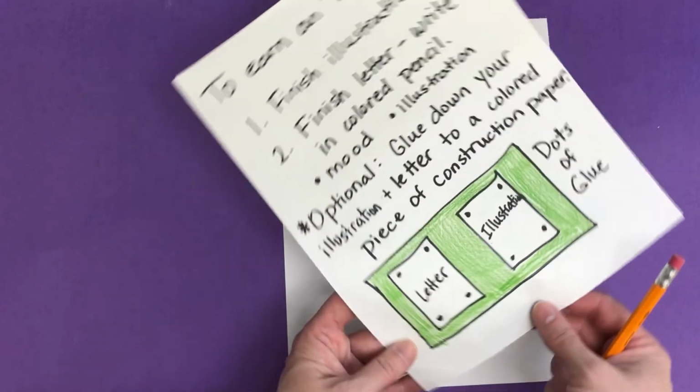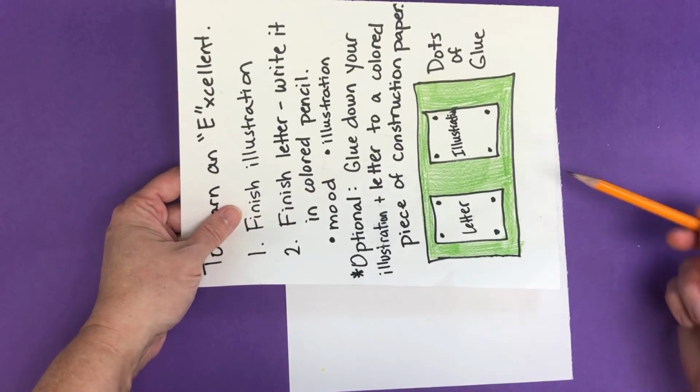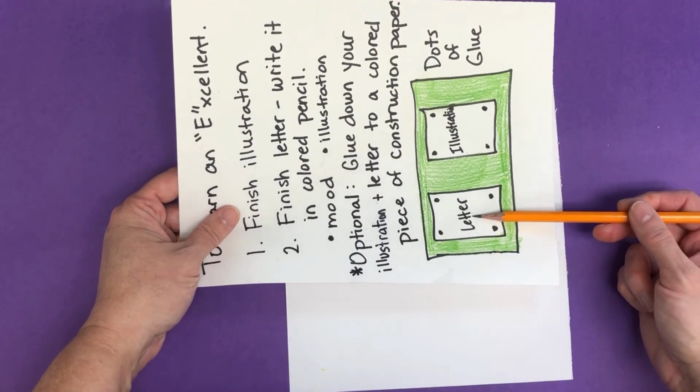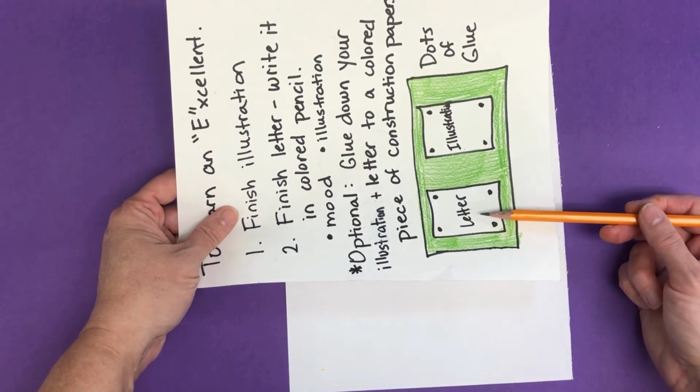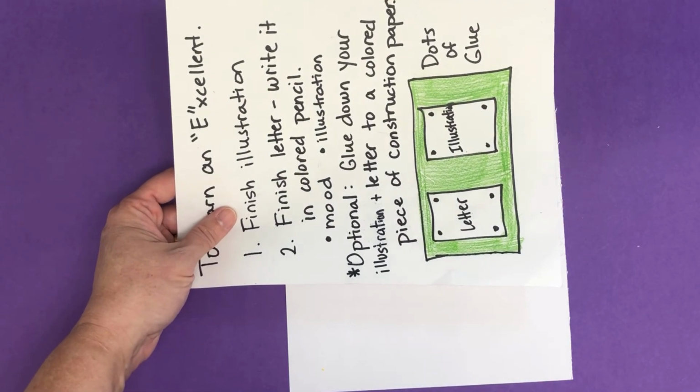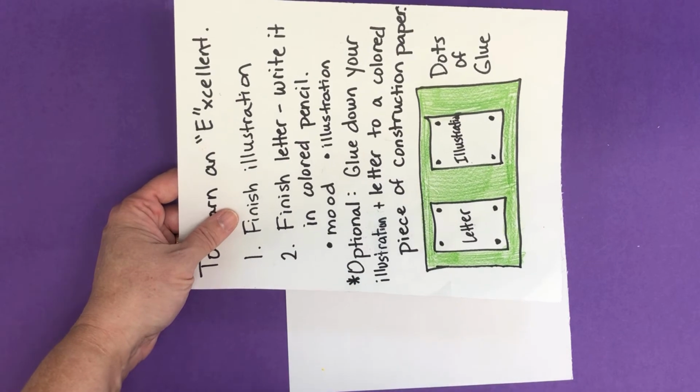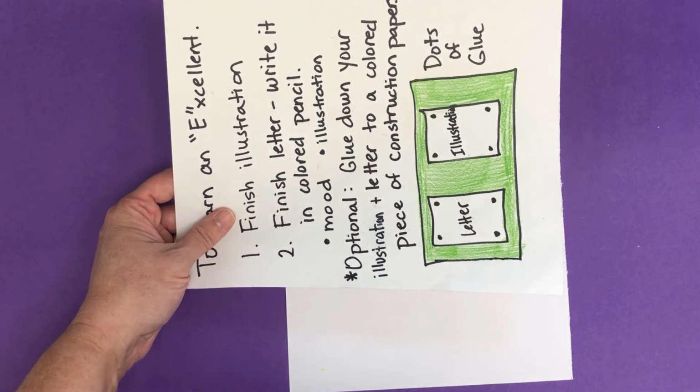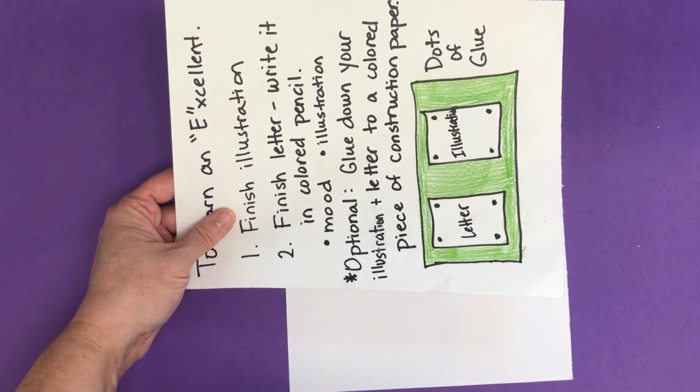But if you really need to turn your paper this way, we could do the illustration and the letter going down this way. The only problem is that the letter will either need to be trimmed to fit on the back of a piece of construction paper, or we might just give you a white piece of paper to write your letter on another day.